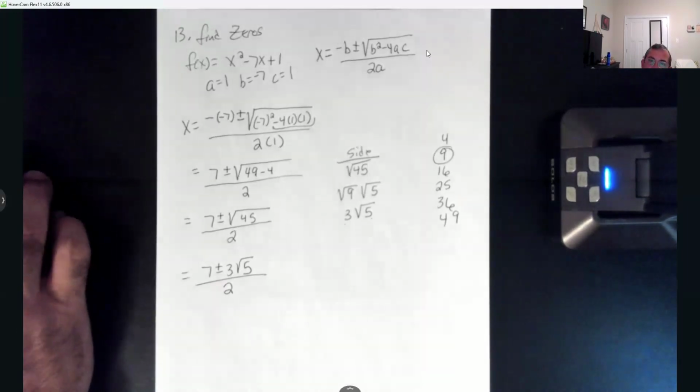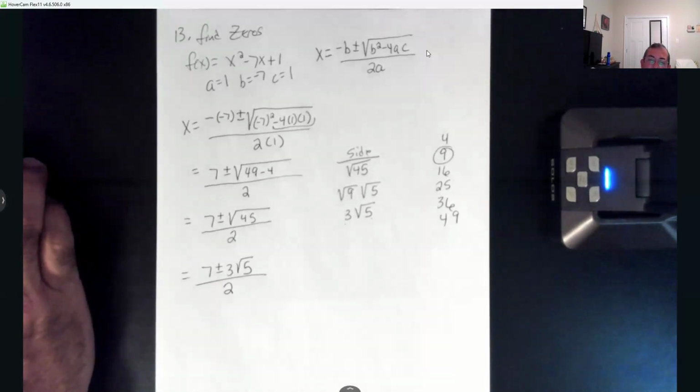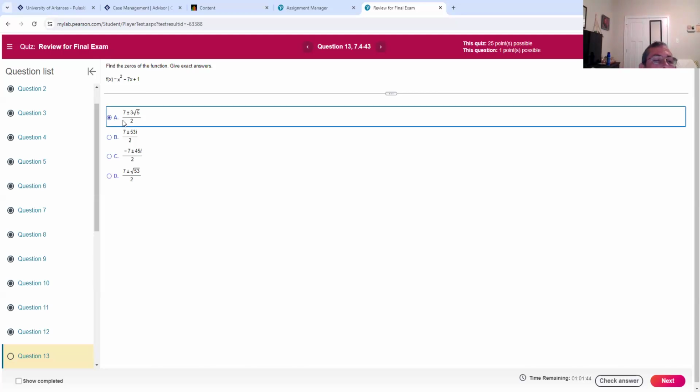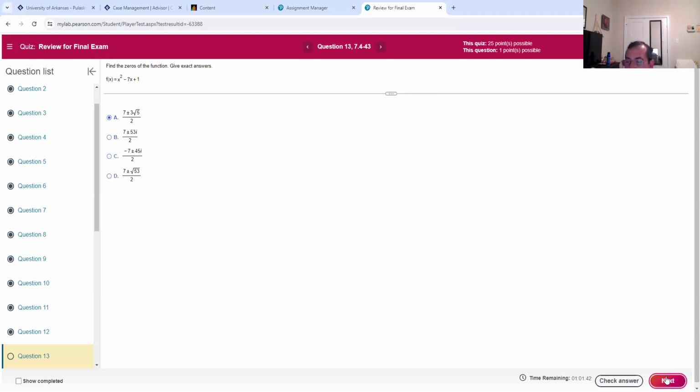So we're looking for this answer on that MyMathLab. Y'all, let's see, we had a 7 plus 3 square root of 5 over 2. So the only one we could pick would be A on that one, okay?